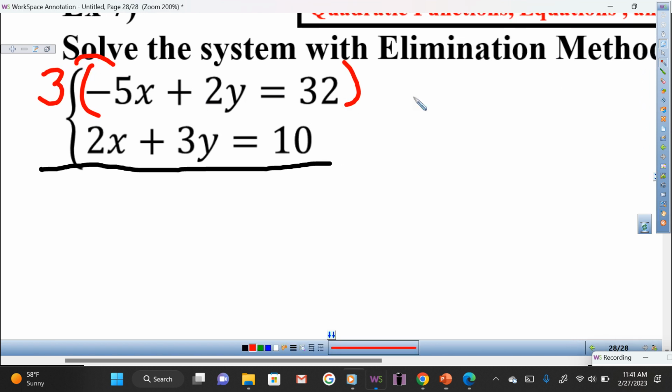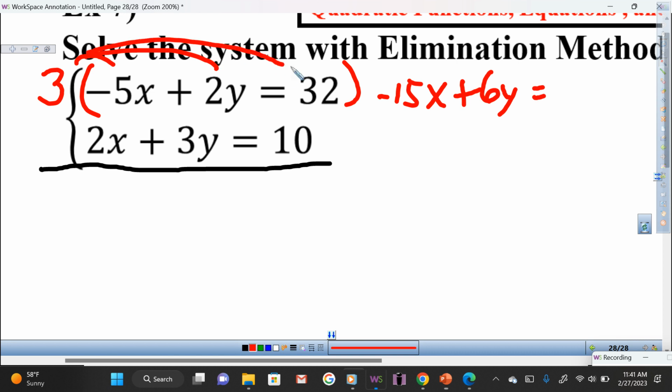3 times -5 is -15x. 3 times 2, that's 6y. And 3 times 32, that's 96. All right. So in order to eliminate the y, this needs to be a -6. So tell your neighbor what we're going to multiply the bottom one by to make this into -6. Yeah, -2. Distribute, -4x.